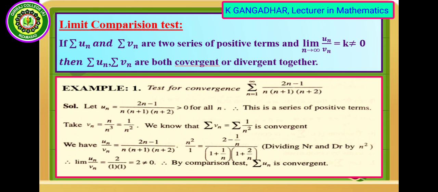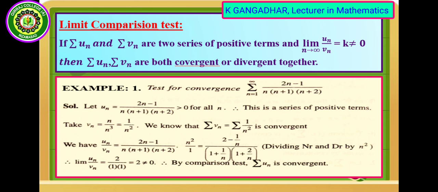So we say that 1 by n square is vn. We choose vn value 1 by n square, and we find the limit un by vn. We get the limit value as 2 minus 0 by 1 plus 0 into 1 plus 0. So we get limit value 2, which is not equal to 0.